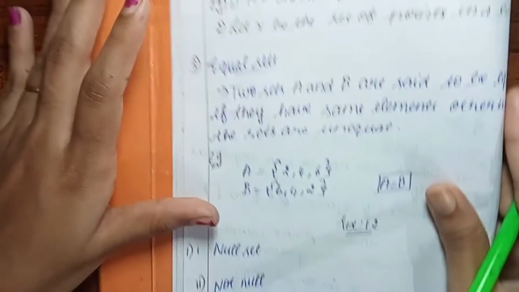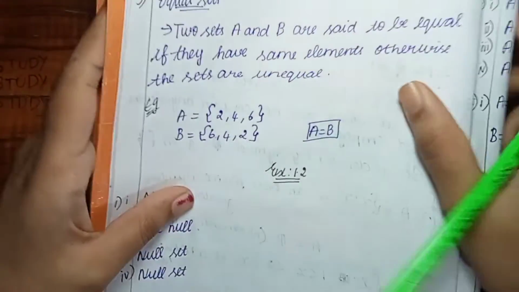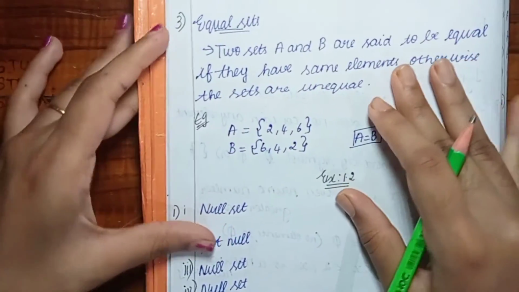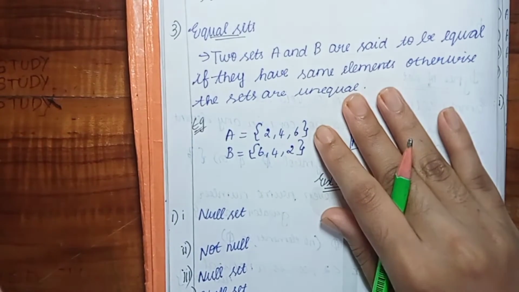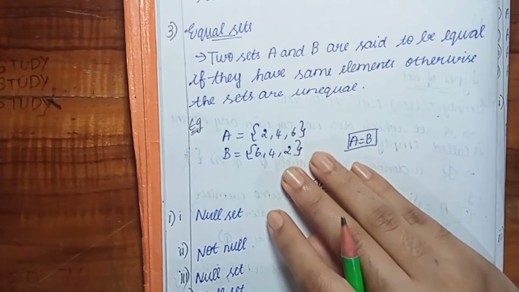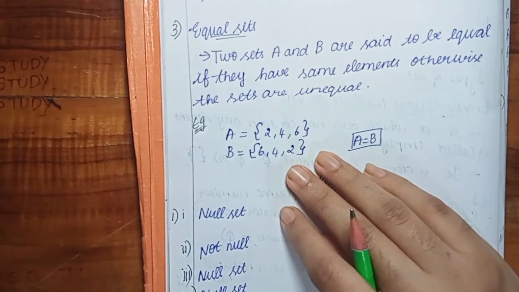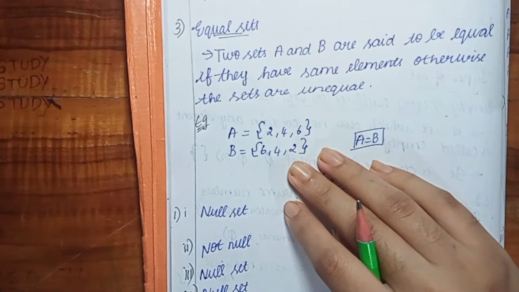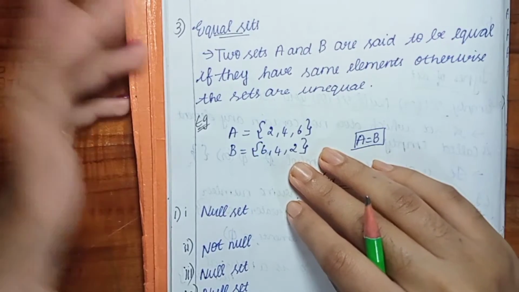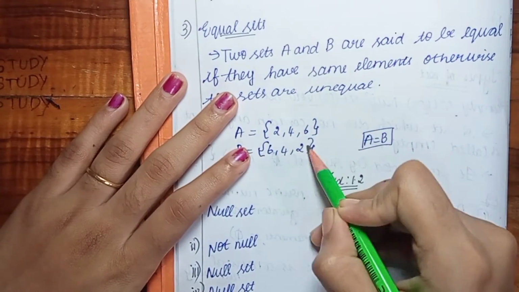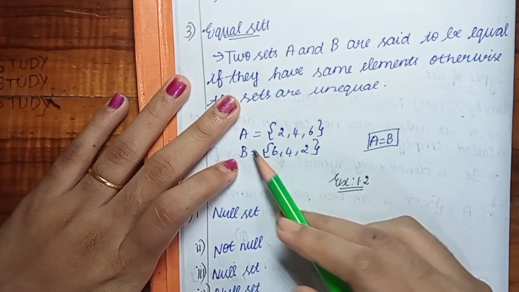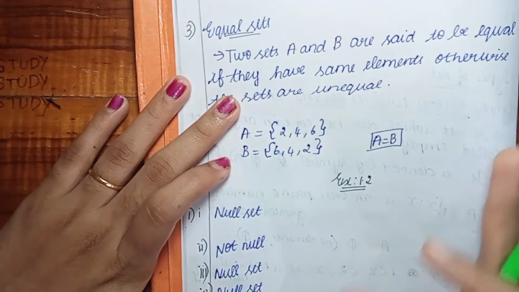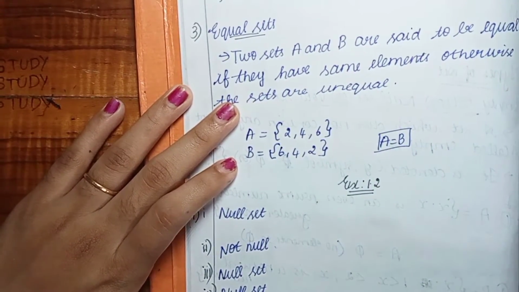Next we have equal sets. Two sets A and B are said to be equal if they have the same elements. If the elements are the same, they are said to be equal sets. And if they are not the same, they are said to be unequal sets. So here 2, 4, 6 and 2, 4, 6. It's equal, right? A equals B. It's an equal set.